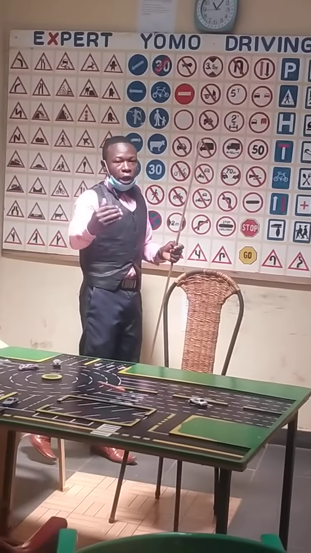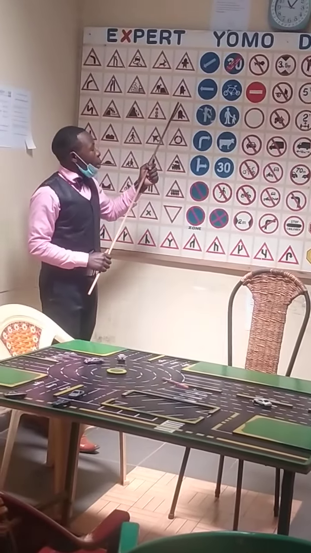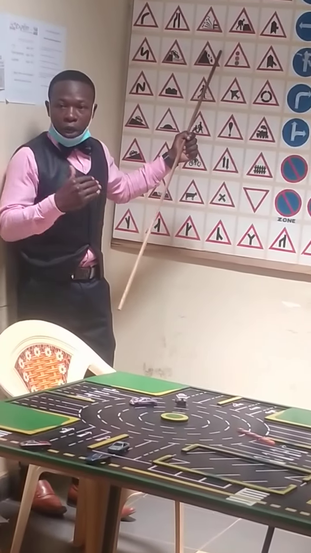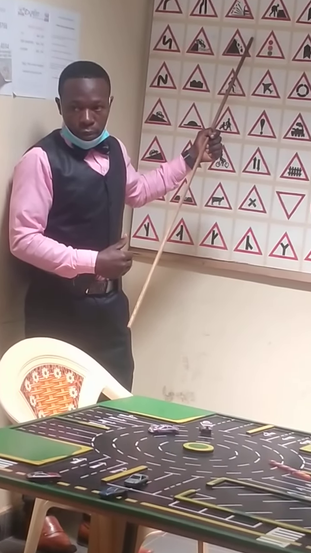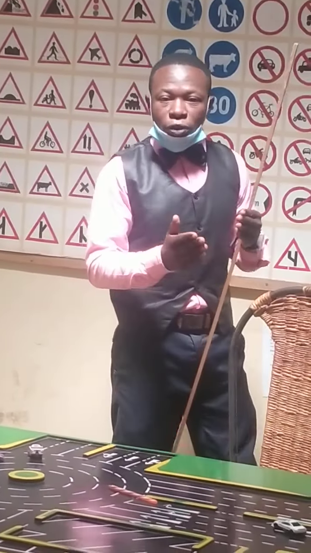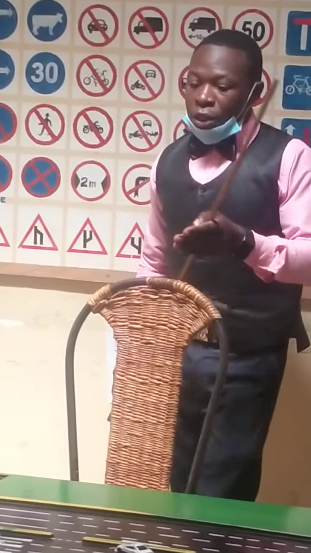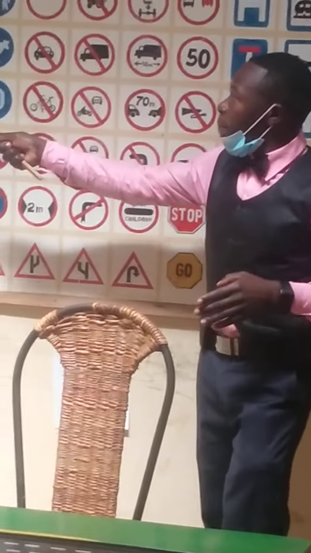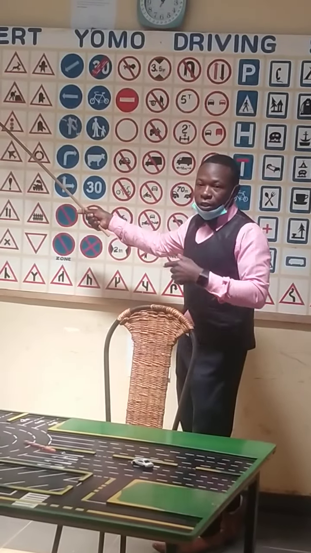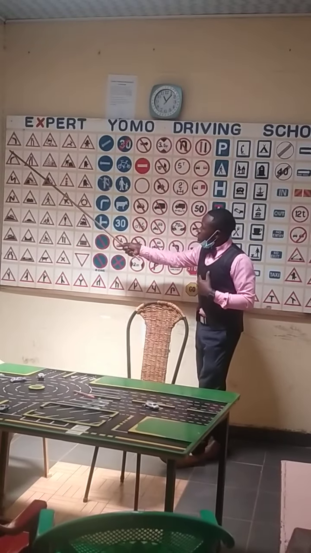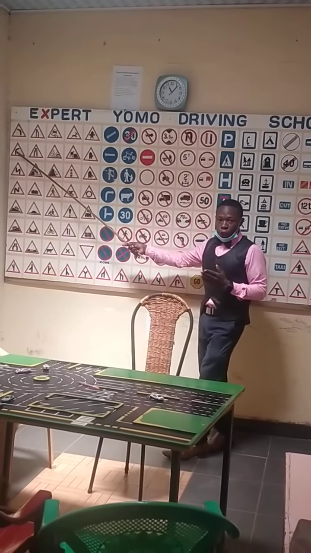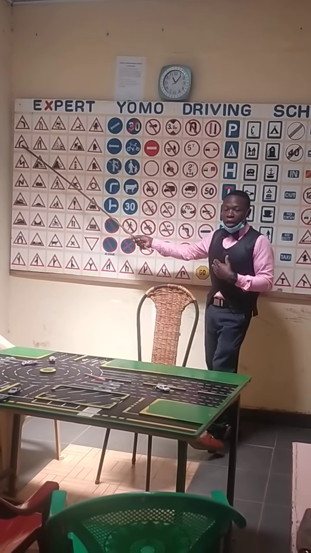They are triangular in shape. These are a good example of the warning sign. So they are triangular in shape. Hapa tutakuja kusema kwamba there's a sharp bend towards the left side ahead. For instance, this is what we call the sharp bend towards the left side ahead. This is what we call a sharp bend towards the right side ahead.